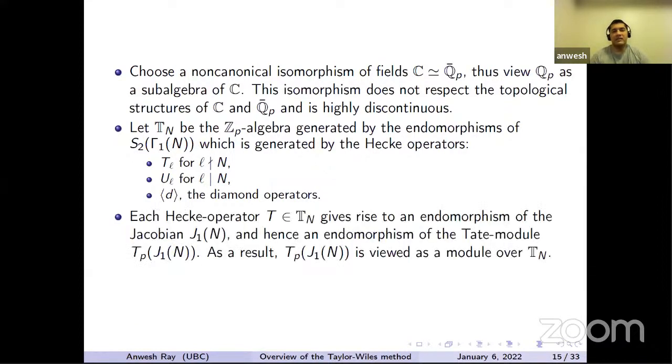Now the point is that the T module, the Tate module of the Jacobian, is a module over the Hecke algebra. Every Hecke operator T gives rise to an endomorphism of the Jacobian, and as a result, it gives rise to an endomorphism of the Tate module. So the Tate module can be viewed as a module over this Hecke algebra.